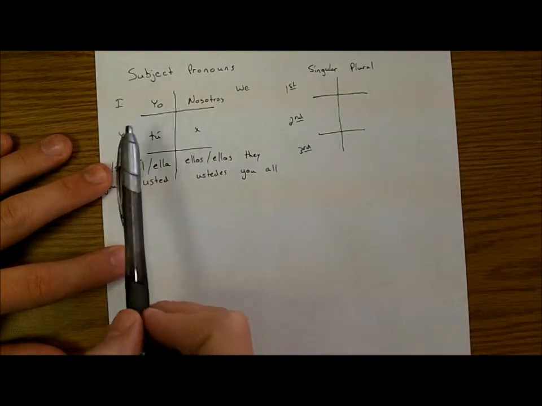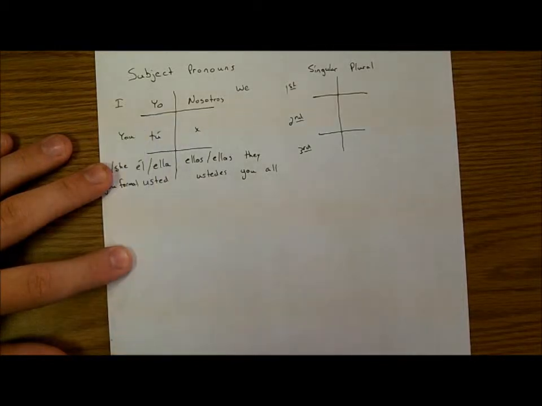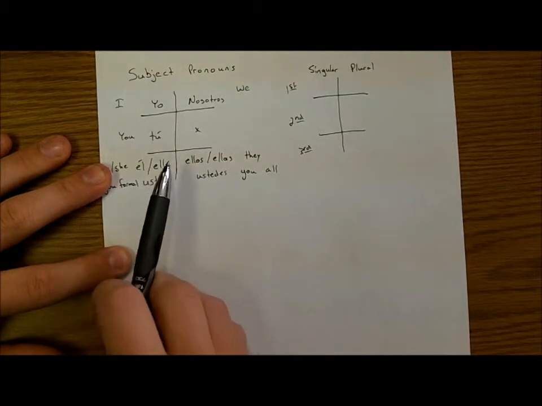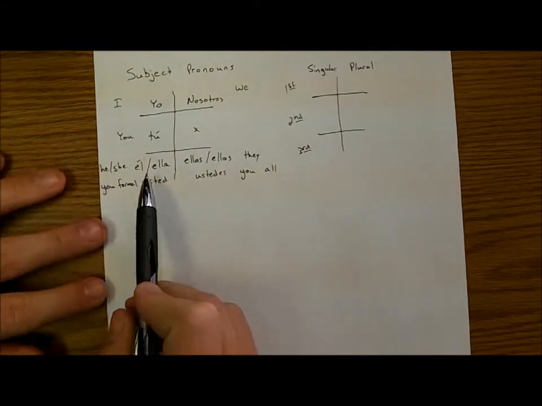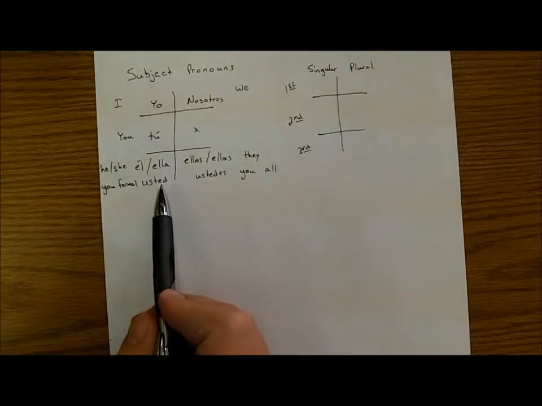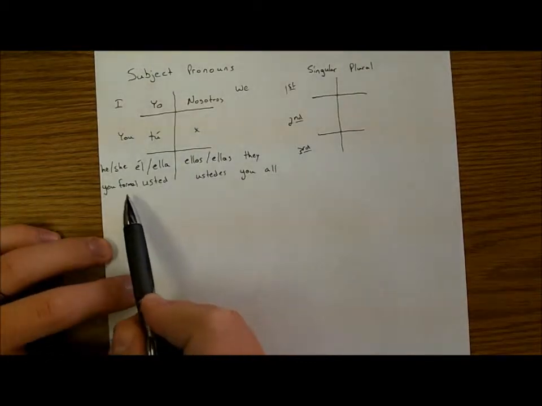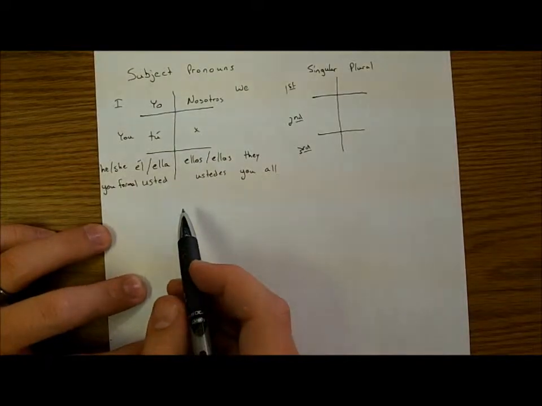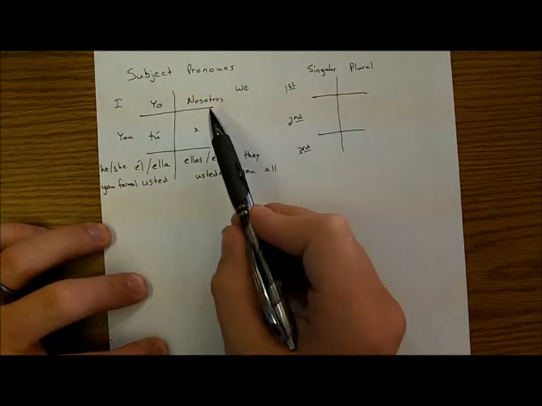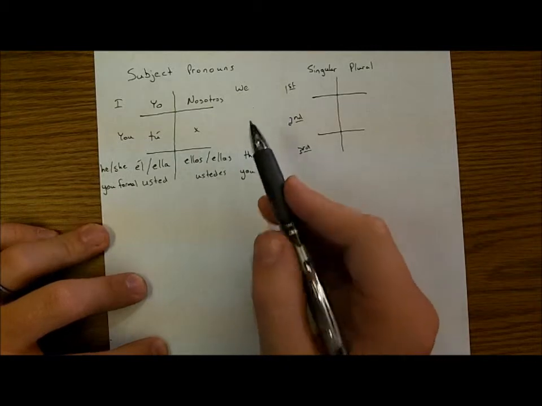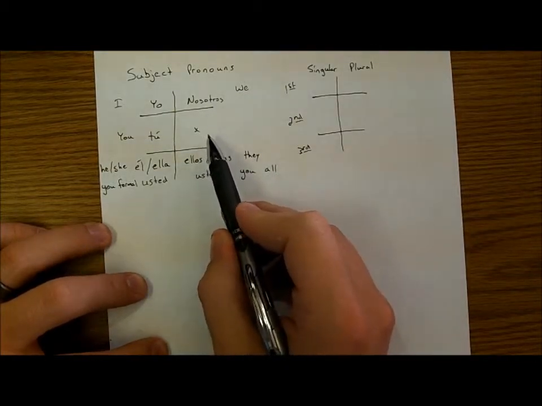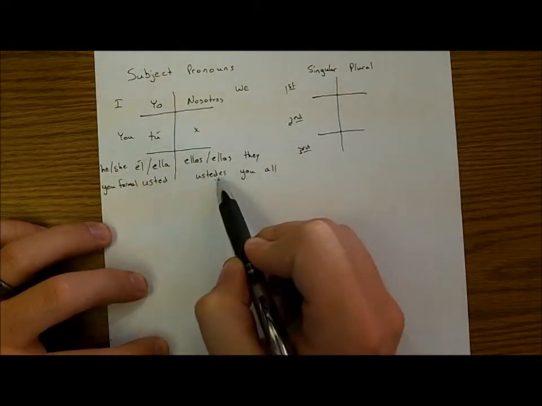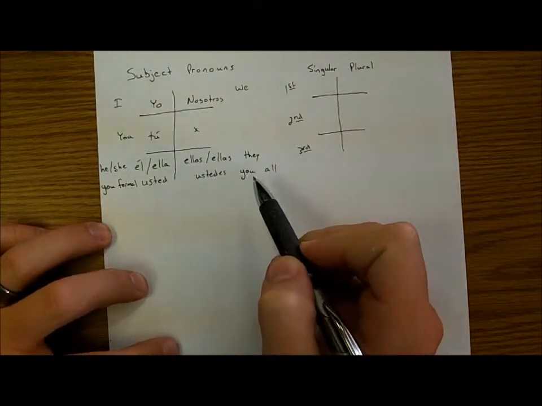For example, we have up here in the top left, yo. Yo stands for I. Tú in the middle stands for you. He or she is él or ella. The usted stands for you formal, which means that you would use it as if you're talking to a stranger or to someone in a higher authority. Nosotros stands for we. We're going to skip the vosotros for this point in time. Ellos and ellas stand for they, and ustedes stand for you all.